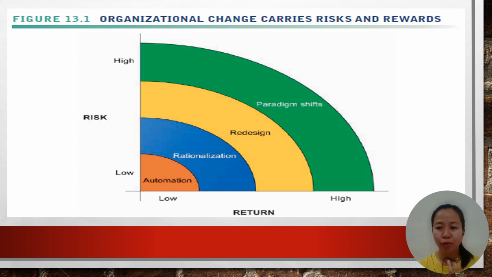The most common forms of organizational change are automation and rationalization. These relatively slow-moving and slow-changing strategies present modest returns but little risk. Faster and more comprehensive change, such as redesign and paradigm shifts, carries high rewards but offers substantial chances of failure.